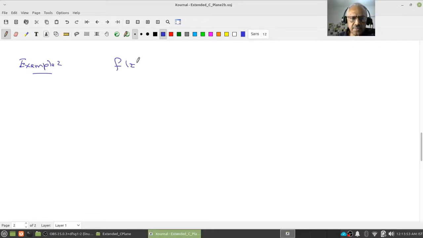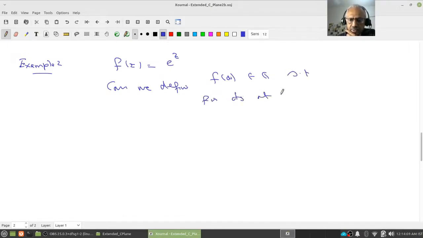Let us look at f of z equal to e power z. Okay, so can we define f of infinity in C so that f is continuous at infinity? Now notice that when my z is of the form e power it, then mod f z is always 1. Whereas when my z is a natural number n, mod f z is just e power n, which goes to infinity.